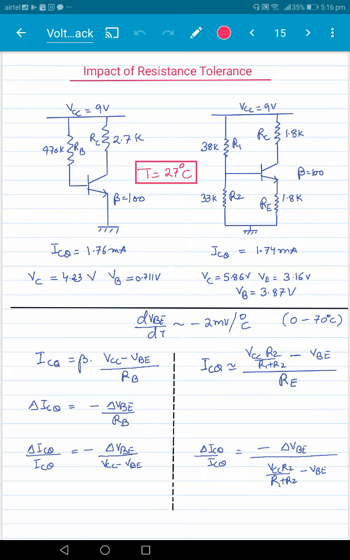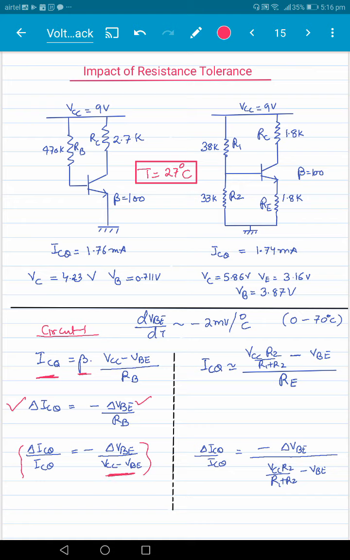So this is what we have. So ICQ in circuit number 1 is beta times (VCC minus VB) by RB. So we can write delta ICQ is minus beta delta VB by RB. We are only looking at changes in delta VB. And one should not look at absolute values, one should look at the percentage difference. So delta ICQ by ICQ comes out to be minus delta VB by (VCC minus VB).